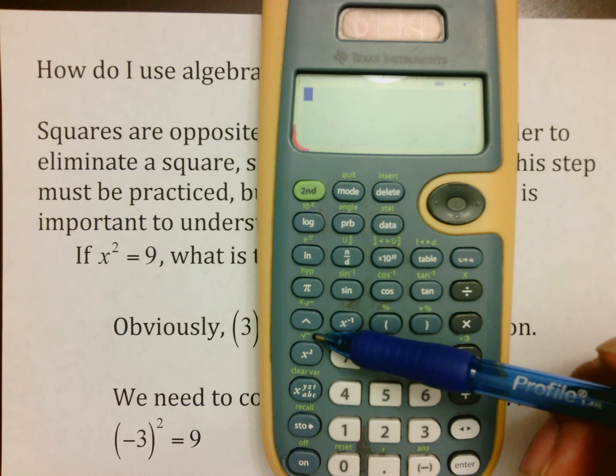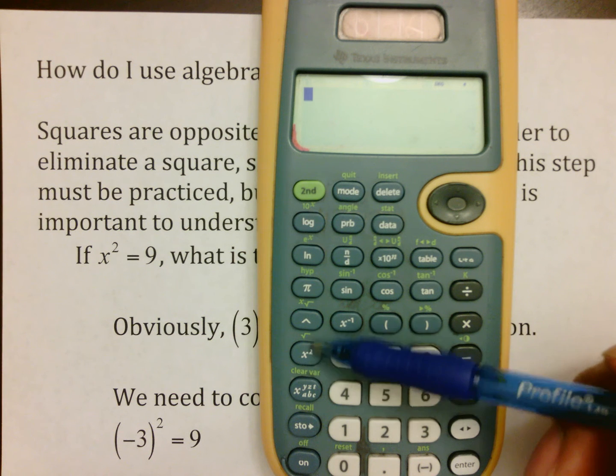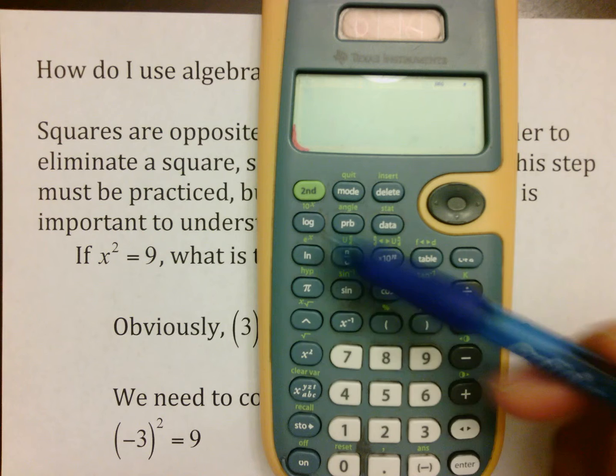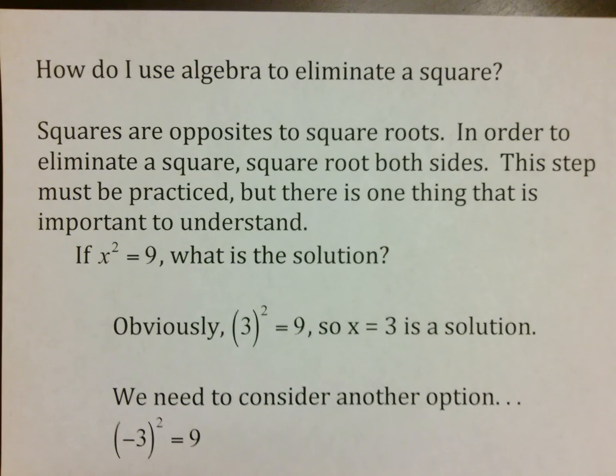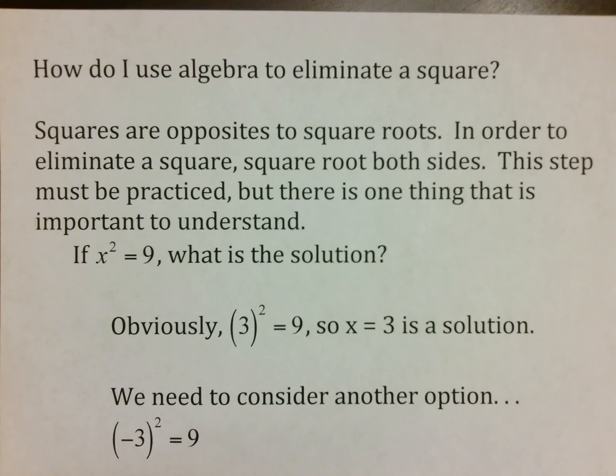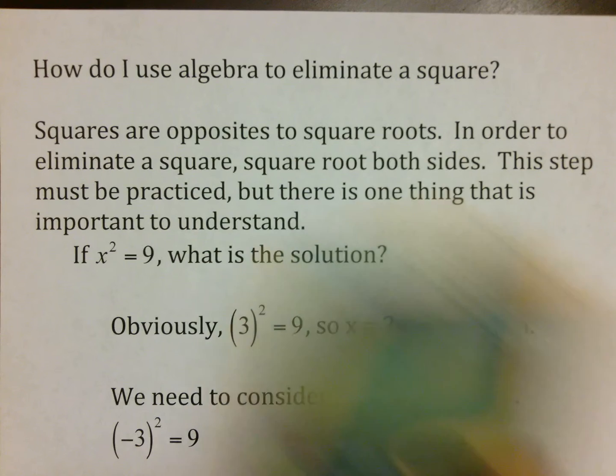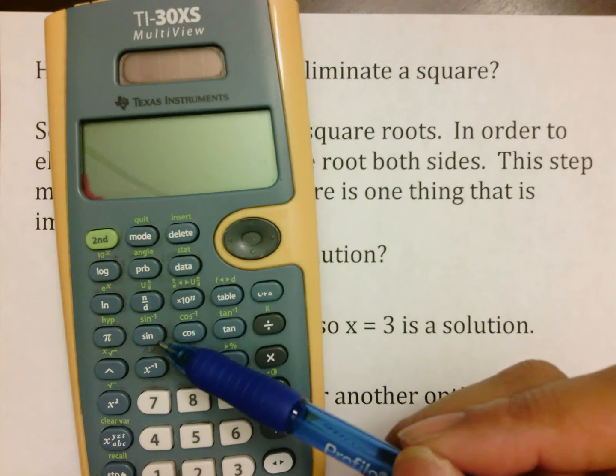Just like if you want to get rid of a square root, you would use a square, because these two are opposites. There are a few opposites on your calculator. So if you're ever stuck on a test and you can't remember what the opposites are, look at your calculator and look for it. For example, if you don't even know what this is called, sine.